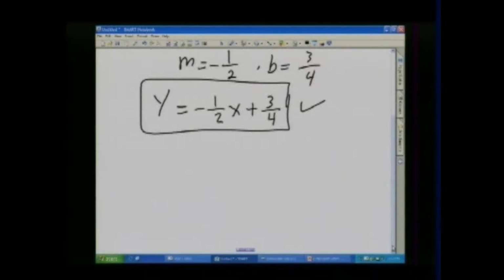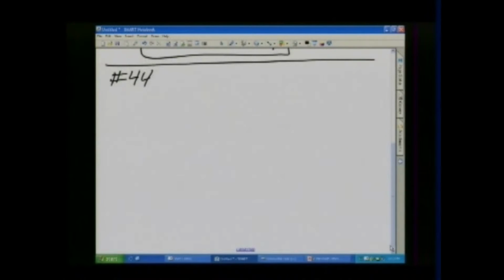Let's look at another example, say problem number 44. These are the problems where they ask you to sketch the straight line. And in number 44, the line is minus 2x minus 8y plus 24 equal to 0.